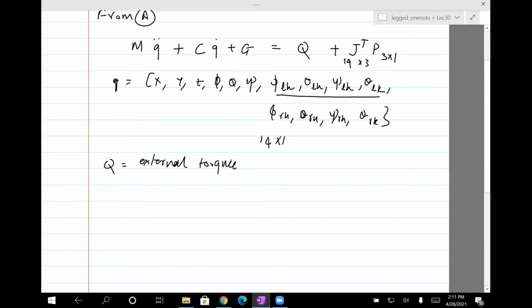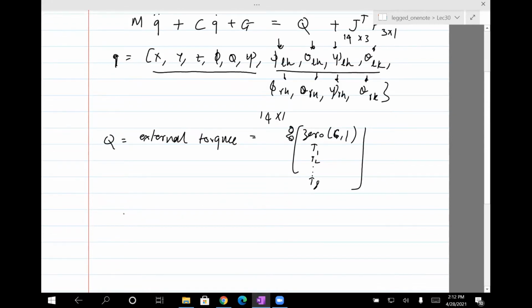Now the place where the torques are applied is only these joints, this joint, this joint, this joint, this joint. It's only those 8 joints where there is a torque, and the other 6 are uncontrolled. So you could write it as zeros, 6 comma 1, and then torque 1, torque 2, and so on till torque 8.